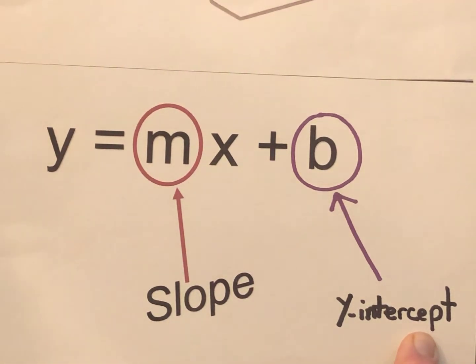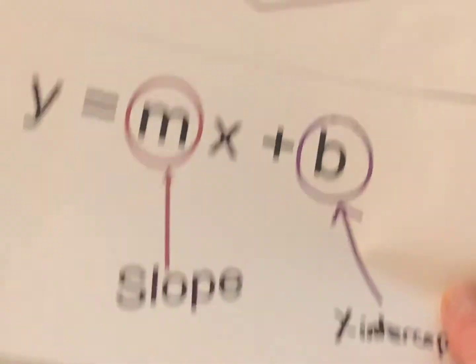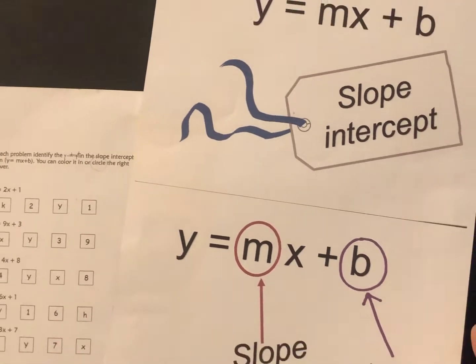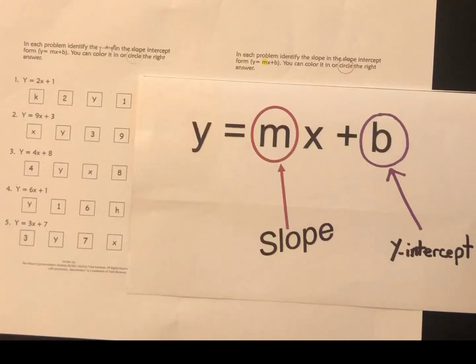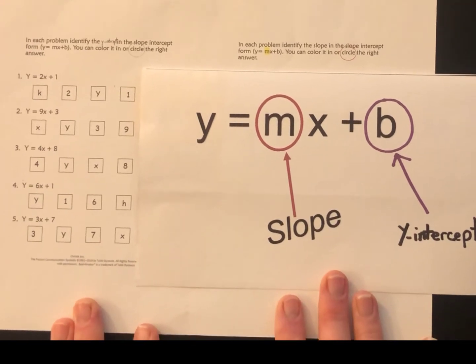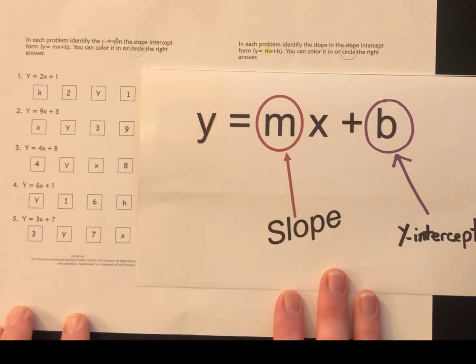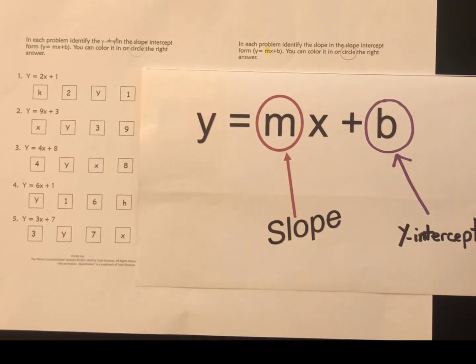Based on this, I have a very simple activity for you to do where you will identify the slope and intercept form. In this activity, you are going to identify the slope and then the intercept in different equations. So, for example, on the first set, this is very simple. The directions are, in each problem, identify the y-intercept in the slope-intercept form.